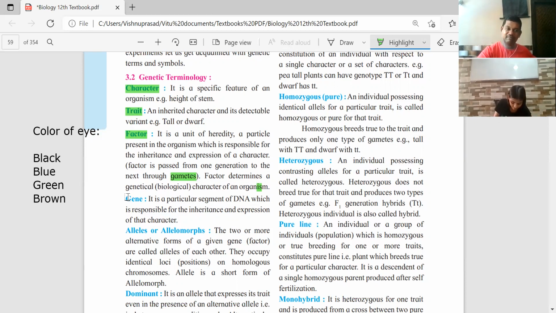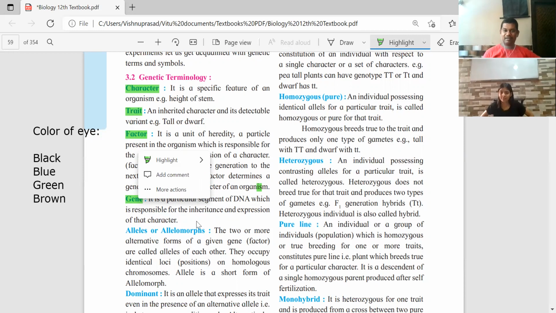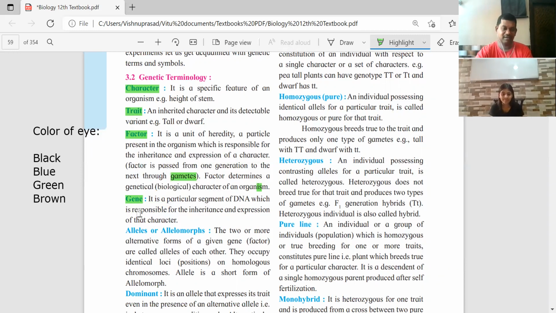Then, similar to that, we have gene. You know what is gene? It is a particular segment of a DNA, a small portion of the DNA. You know the structure of the DNA. Nucleotide, sugar phosphate backbone, nitrogenous base, all that you have learned. We'll study that in even this one, molecular basis of inheritance. So that particular segment of DNA which is able to express a particular character and also get inherited to the next generation.